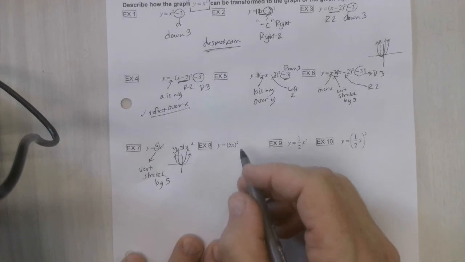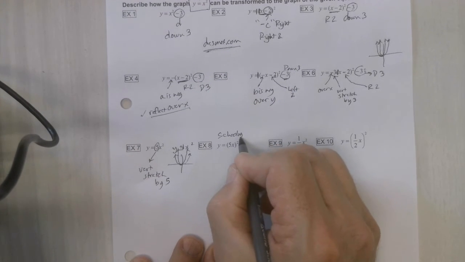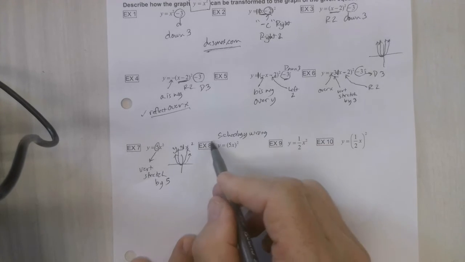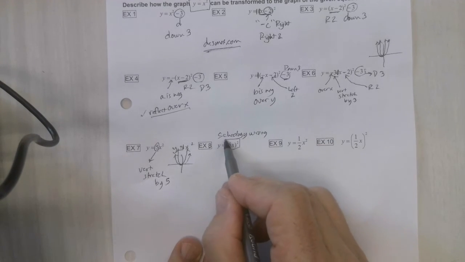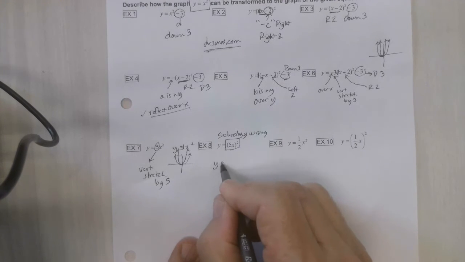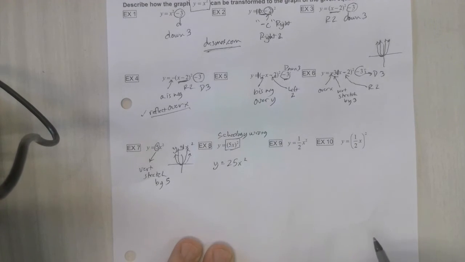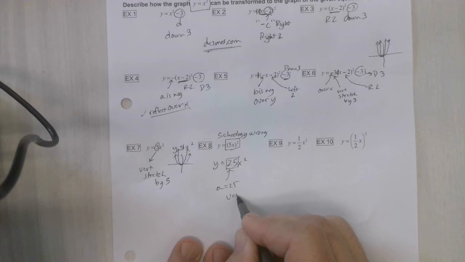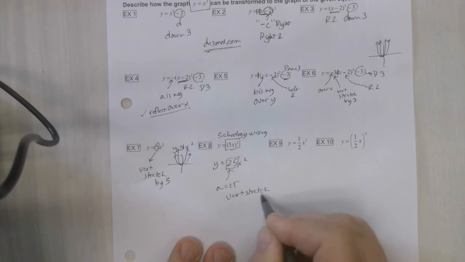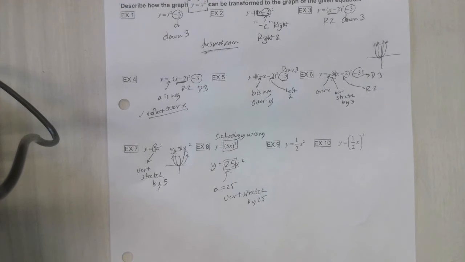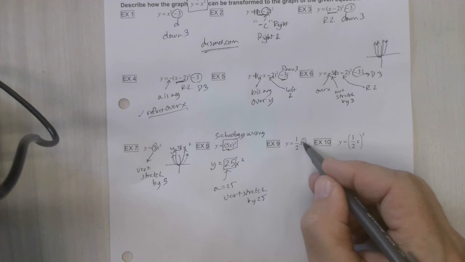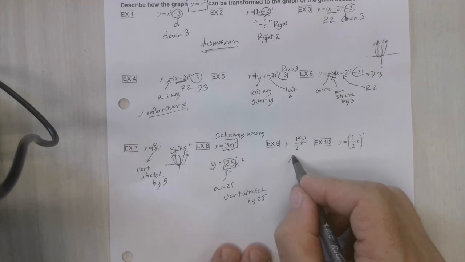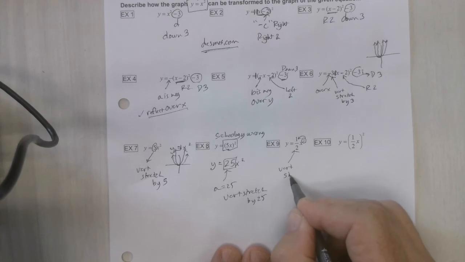This one's a little interesting because Schoology is wrong. When I say on this one, because if you look at this and apply a little PEMDAS, we'd actually have y equals 25x squared. And that means your A equals 25, so that'd be a vertical stretch by 25. And I think if you look at Schoology, a problem like this is going to say by 5, and that's not correct. This one right here, because this squared does not apply to the 1/2, we can say, aha, there's a vertical shrink.